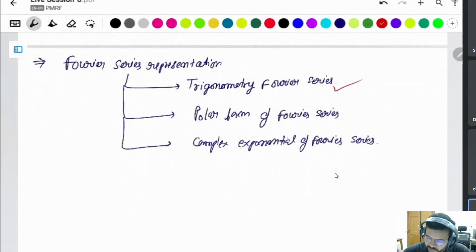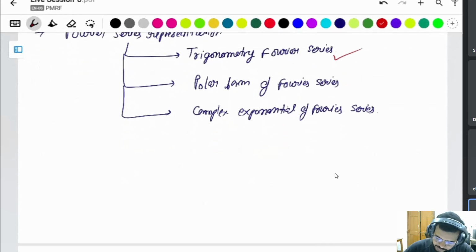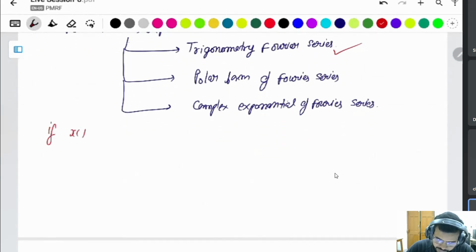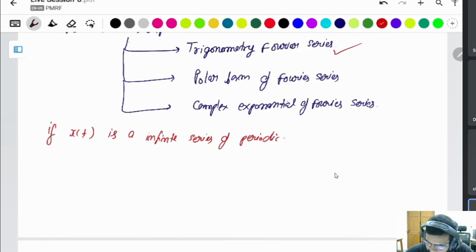Mostly we learn about the trigonometry type of Fourier series, which mentions that if the signal x(t) is a periodic signal, a finite or infinite series, then you can represent it in a Fourier series.